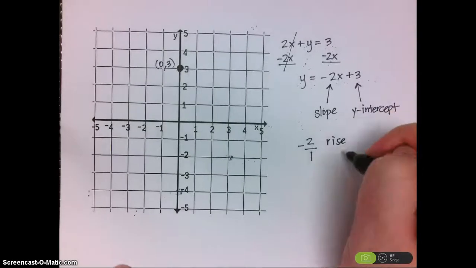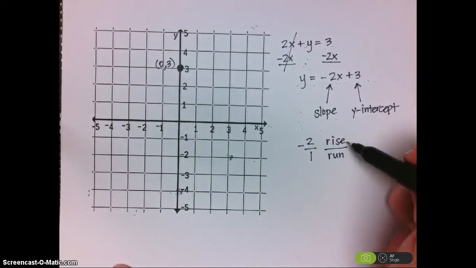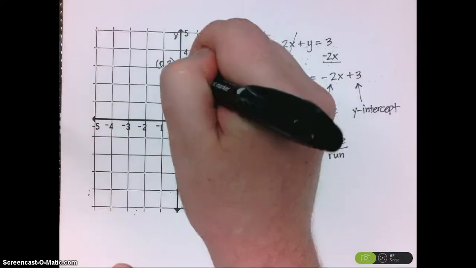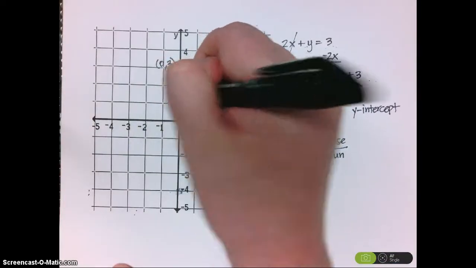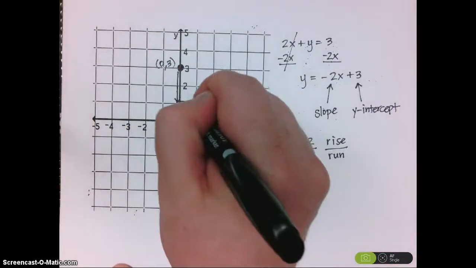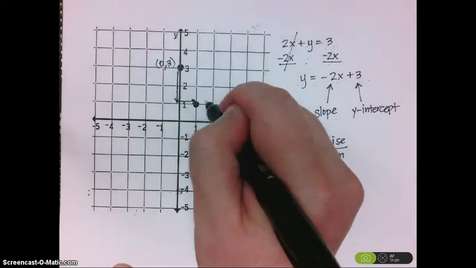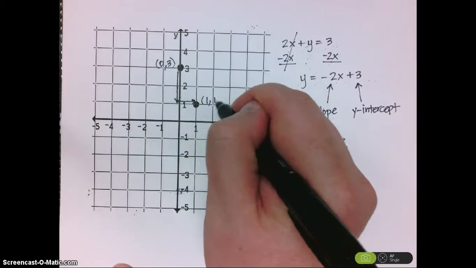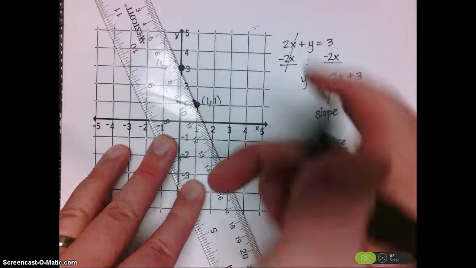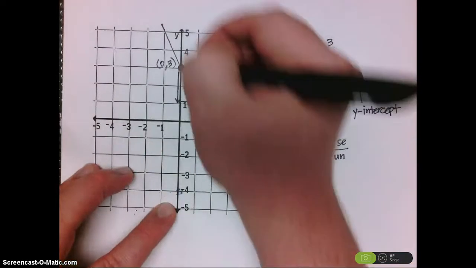My rise is the top value, and my run is on the bottom. So if it's -2, I'm not going to be going up 2, rising 2. I'm going to be going down 2 spaces. So down 1, 2. That will be my rise. And my run is still going to be positive. So I'm going to go to the right 1, mark it right there. I'm going to label it. This is at (1, 1). And again, I'm just going to get my ruler, connect the 2 dots. And again, I have successfully graphed another equation.